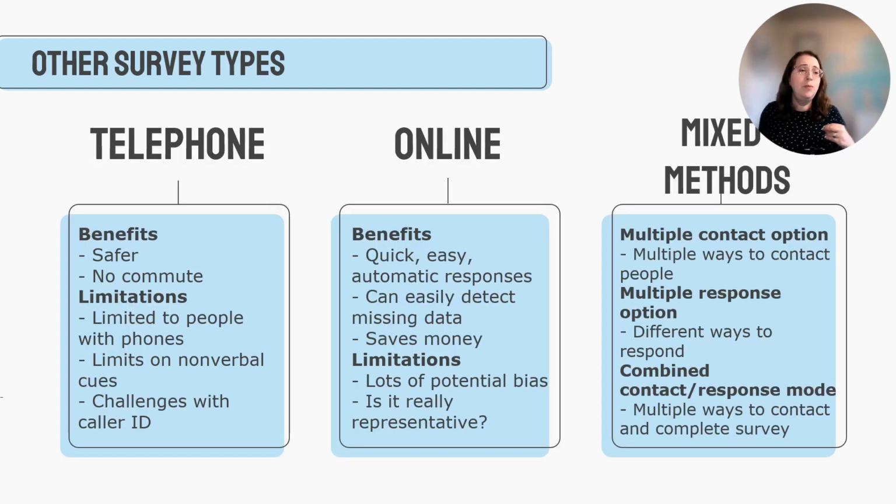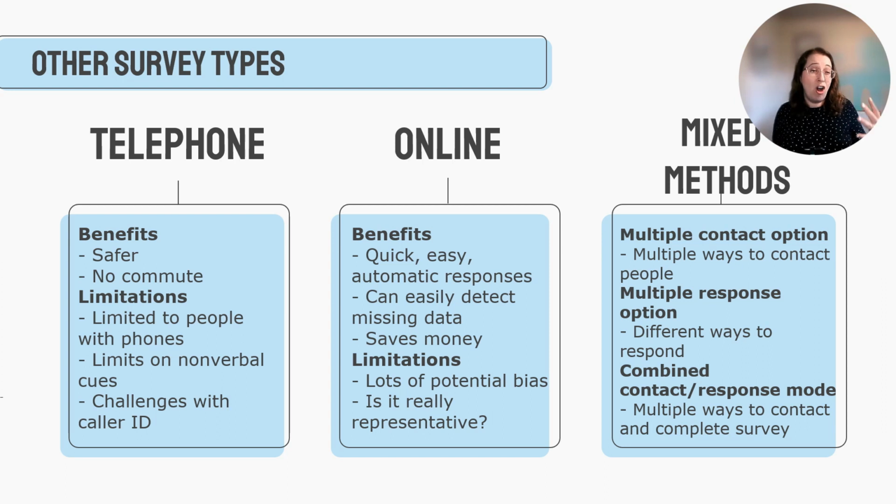Finally, the book talks about a couple of other survey types. Telephone surveys, I had the joy of doing that when I was in college. Some benefits, right? There's no commute. You can call all over the country and survey people's attitudes or beliefs about different things. It's safer. You're not going into people's homes, which can sometimes be unpredictable, but it's limited. It's limited to people with phones. And even though many people have phones now, not everyone does, or they have minutes and they don't want to waste their phone minutes talking to a survey person.